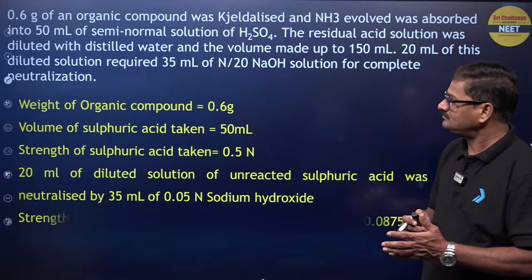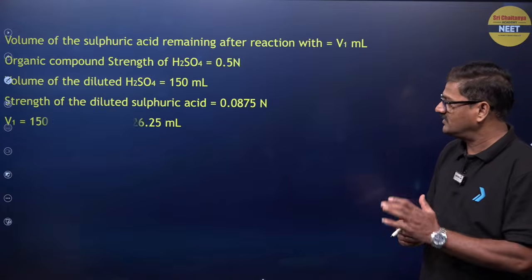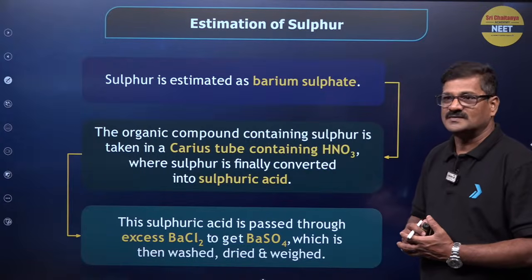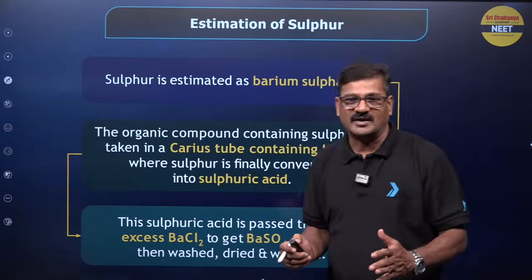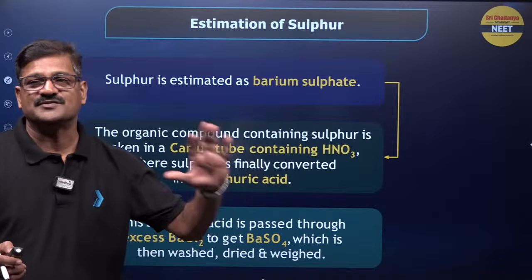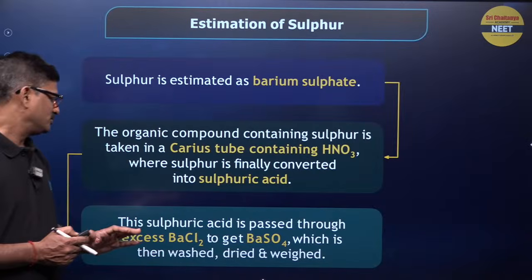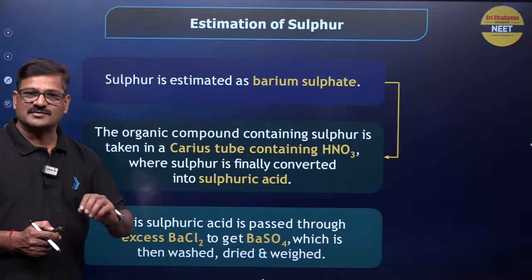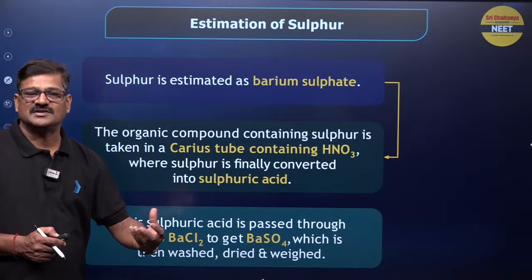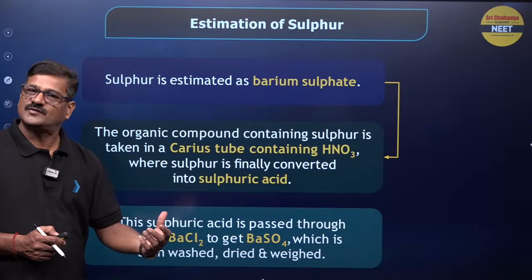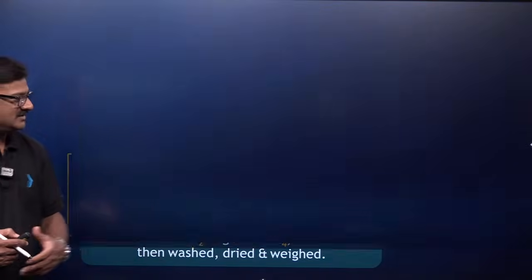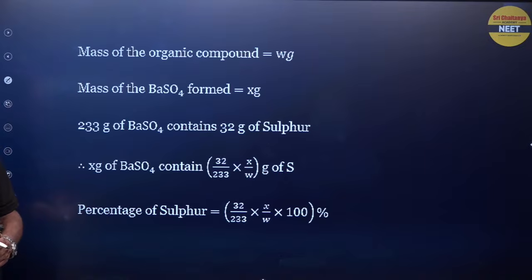Now we have estimation of sulfur. The estimation of sulfur is done by converting the sulfur present in the compound into barium sulfate, right? For this, we take a long Carius tube. In it the organic compound is digested with HNO3, then you add barium chloride, so that the sulfur is converted to barium sulfate. You just take this barium sulfate and estimate how much of it is there.